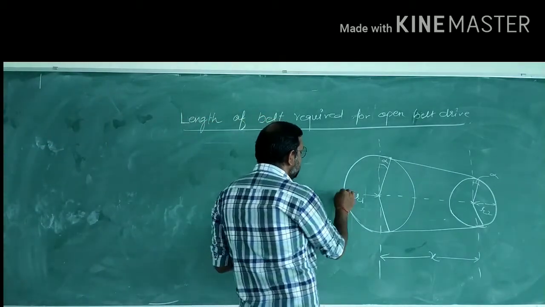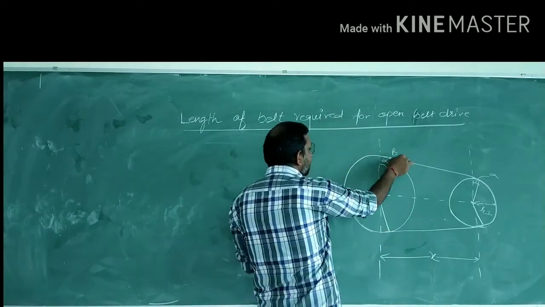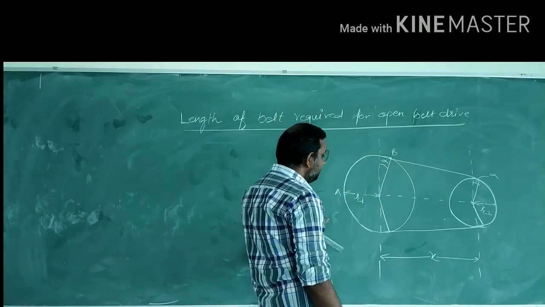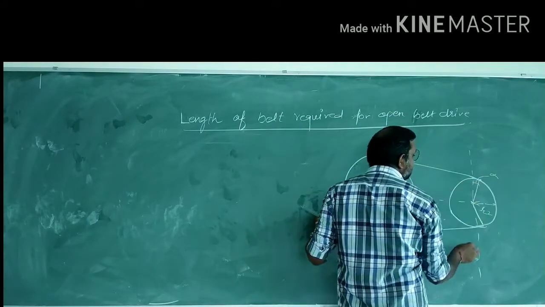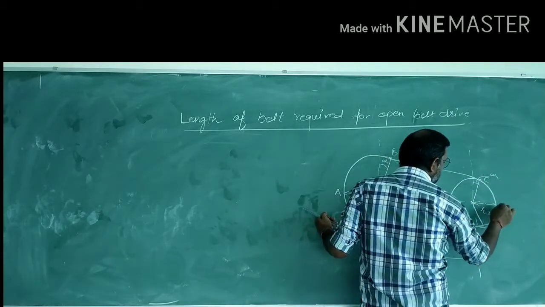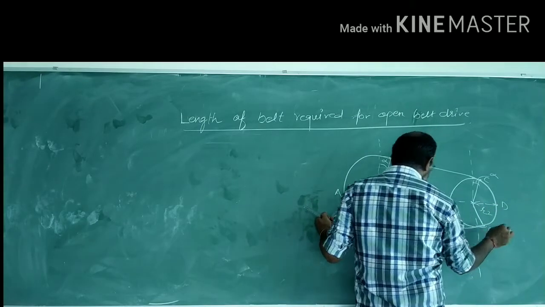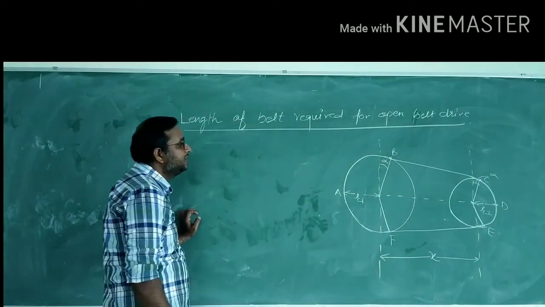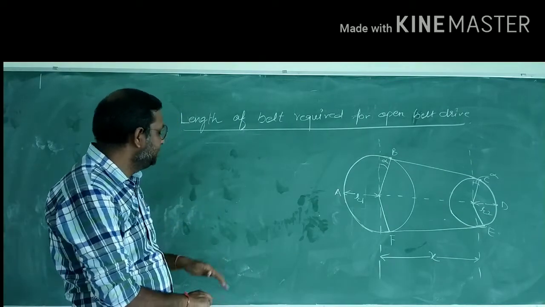Now let us consider this point is A and this point is B. AB is an arc length of the belt that touches the circumference of the larger pulley. Let us consider the point where this belt touches the smaller pulley is called C. Okay, ABC, and let's say this point is D, this is E, and this is F. So we have taken in a clockwise manner A, B, C, D, E, F points on the circumference of the pulley.